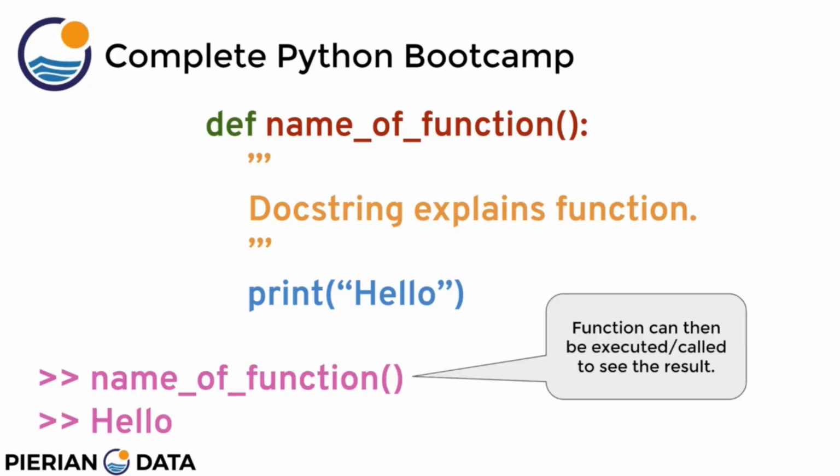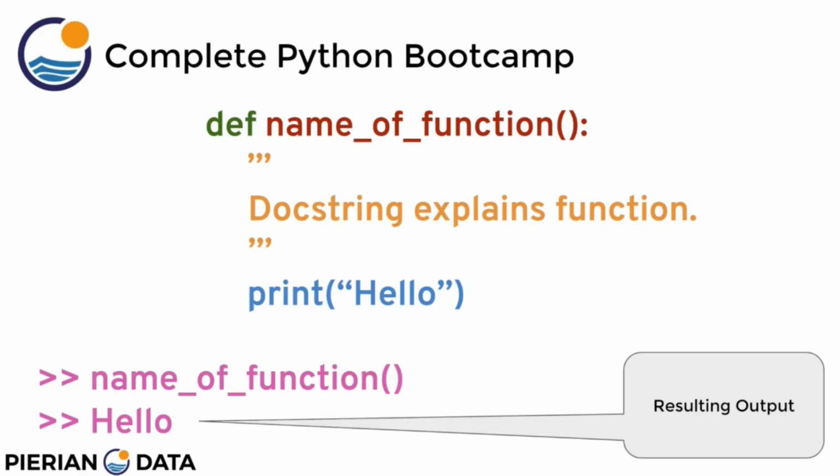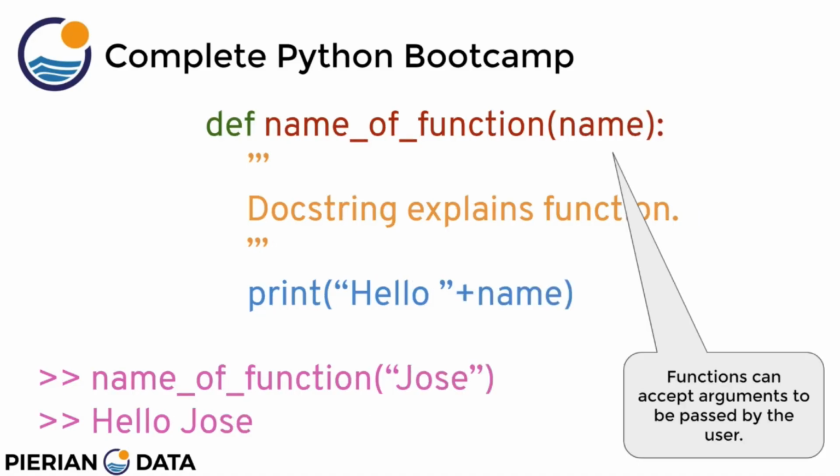So if you were to call this function, you would simply say name of function, and in this case, open close parentheses. So the function's executed, and then it takes whatever code is inside the function and runs it. In this case, it will just print hello. So there's your resulting output.